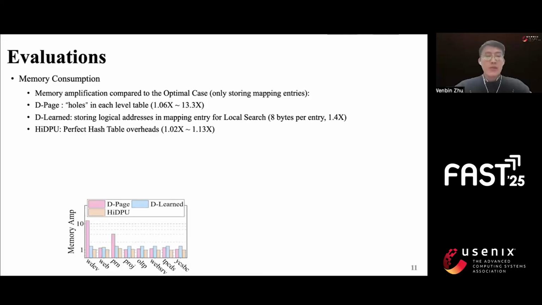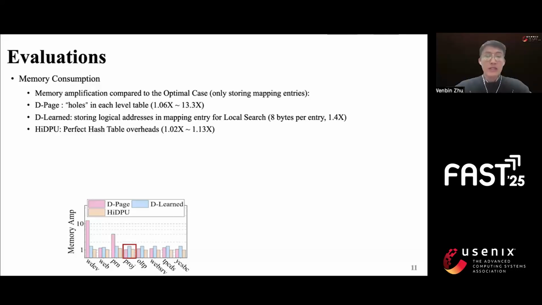Here we present the CPU memory overhead of different indexes. The memory overhead of DPage comes from its holes in each table, and dlearned has to store the logical address along with its mapping entry for local search. Space overhead of HiDPU mainly comes from its perfect hash table. It trades off the complexity of index construction by allowing acceptable holes in the mapping table. As shown in the figure, HiDPU shows stable and the lowest memory overhead across all test traces.